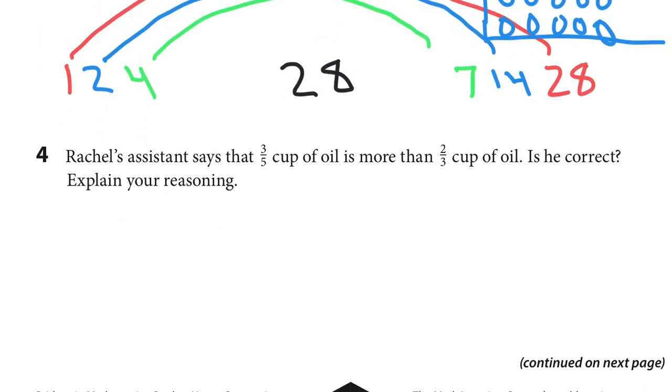Rachel's assistant says that 3/5 cup of oil is more than 2/3 cup of oil. So let's write that down just to make sure that we understand what is being said. 3/5 is more, alligator eats the bigger number, than 2/3 cup of oil. Is he correct?